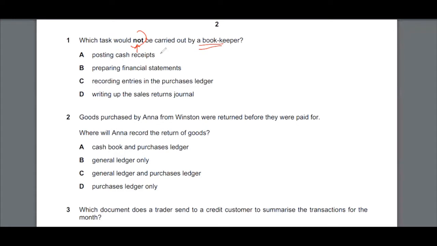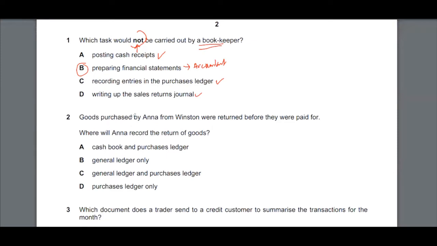Posting cash receipts is actually done by a bookkeeper. Preparing financial statements is done by an accountant, so you actually have an answer right away. The answer to multiple choice one is B. But let's see options C and D. Recording the entries in the purchase ledger is done by a bookkeeper. Writing up the sales return journal is also done by a bookkeeper. Therefore, the answer to multiple choice one is option B.